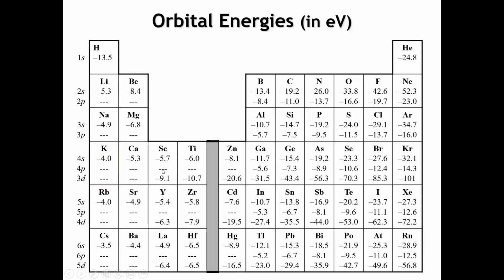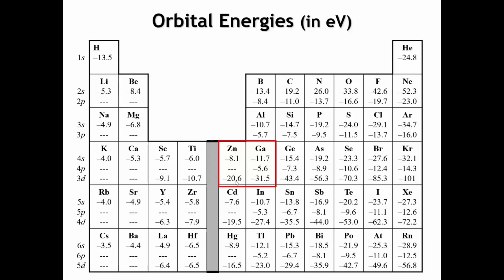Now, normally your brain would say, okay, well, we fill up the 4s orbitals and now we start to fill the 3d orbitals, which must be higher in energy. But look at scandium and titanium. Already, the energy of the 3d orbitals is lower than the energy of the 4s orbitals. By the time we get to the end of the transition metals, look at zinc, look at gallium. Now we have the 3d orbitals becoming much deeper, much more stable than the 4s orbitals.